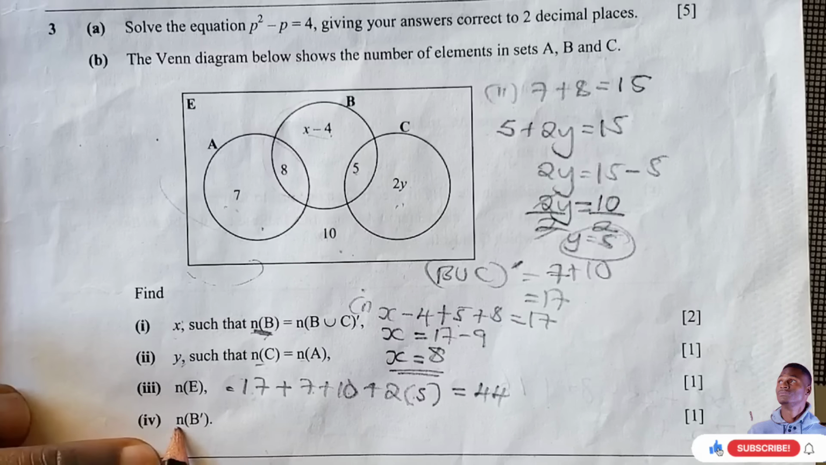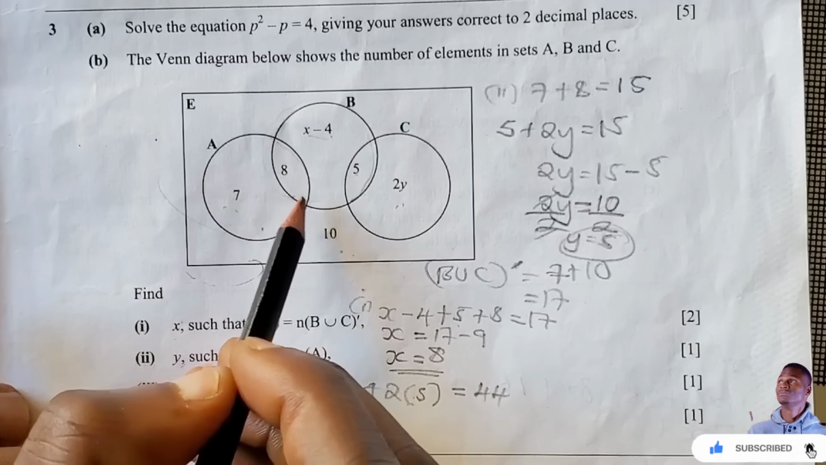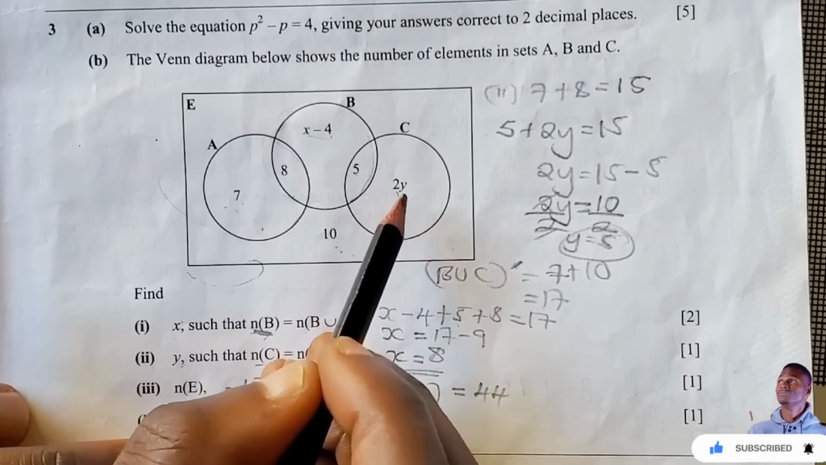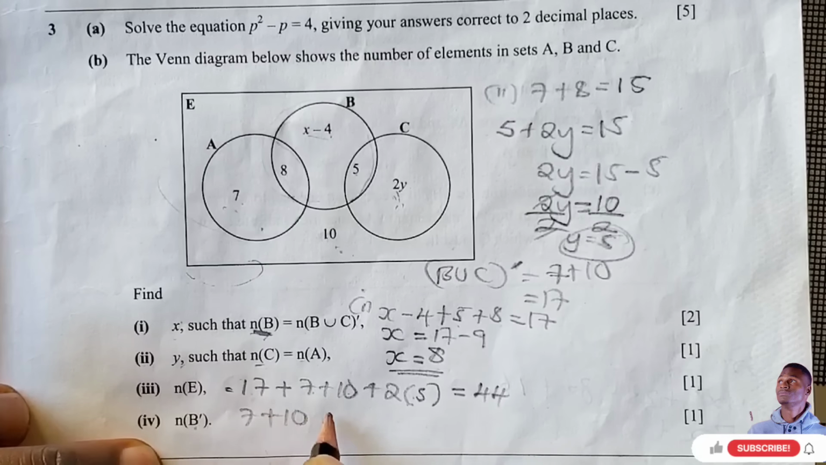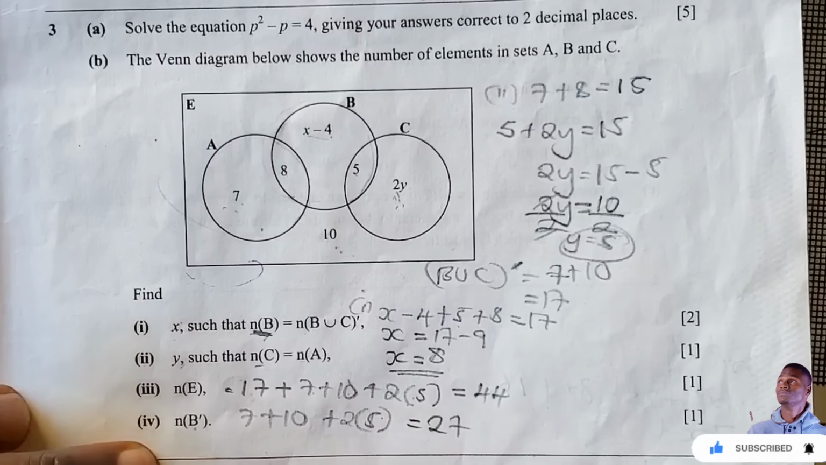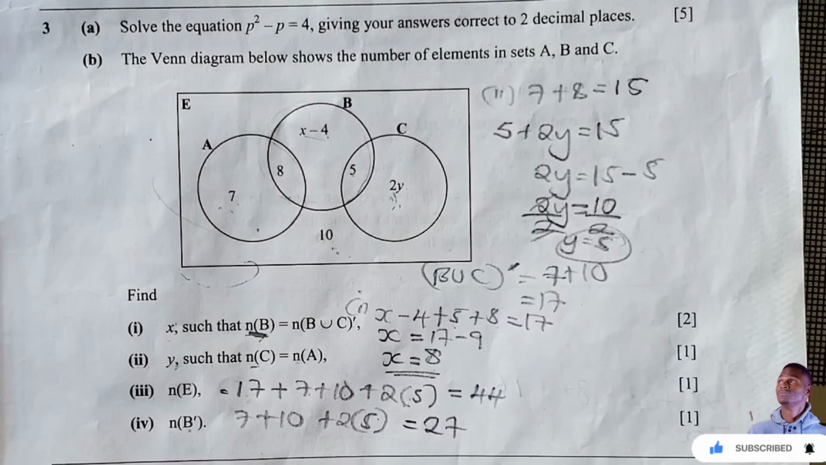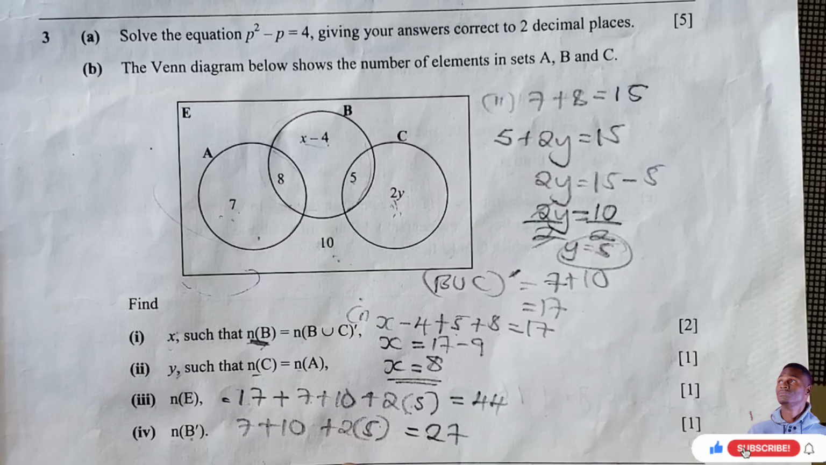Now, what is the number of elements in B complement? B complement means removing B. So we're going to have 7, 10, and 10 here. 2y is 10, right? So it will be 7 plus 10 plus 2y, which is 10, giving 27. Simple. So you are done with question 3. Let's go to question 4.